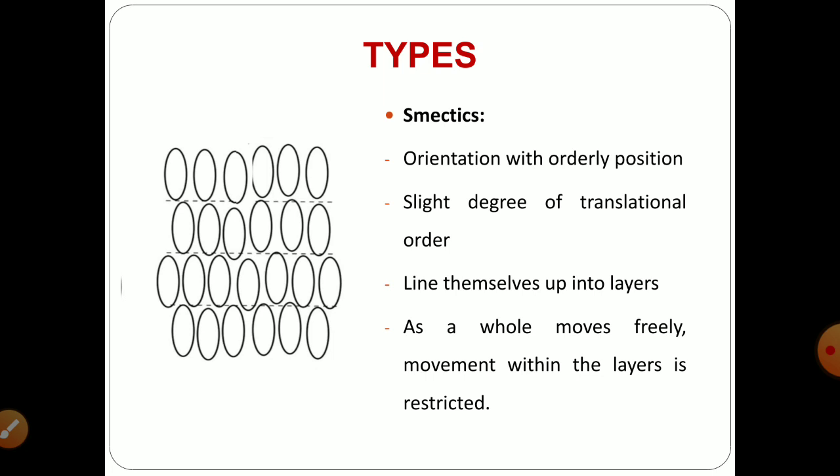This dotted line says that the molecules can move in the form of a layer. As a whole they can move freely, but the movement is restricted within the layer. Means if you are dealing with the upper layer, that can move. If you are dealing with the second layer, that can move, but they can't move from one layer to another layer in a structured arrangement.